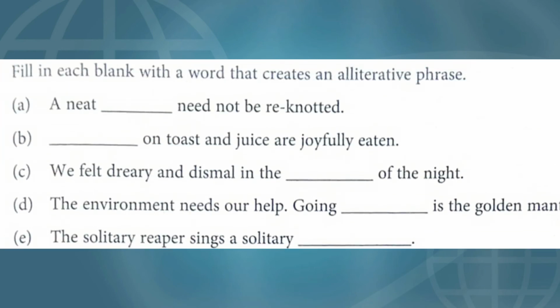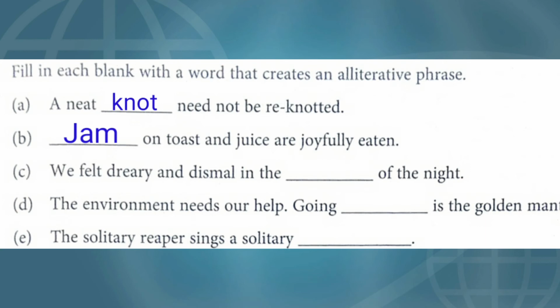Fill in the blanks with the word that creates an alliterative phrase. Here we have to add only one word. So look at that. A neat dash need not be re-knotted. So the answer is a neat knot. A neat knot need not be re-knotted. Next one. Dash on the toast and juice are joyfully eaten. The answer is jam on toast and juice are joyfully eaten.